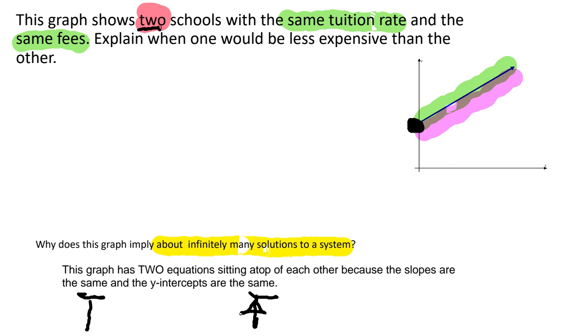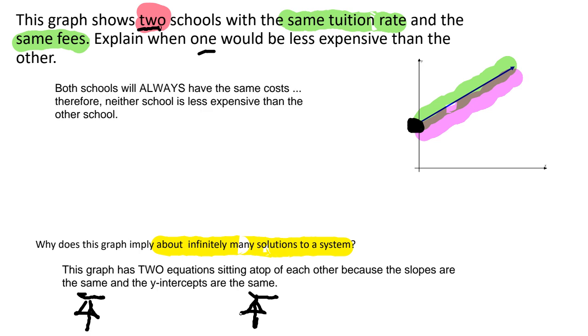Now, explain when one would be less expensive than another. Both schools will always have the same costs. Therefore, neither school is less expensive than the other school. And that's what's happening. Same slope, same y-intercept.